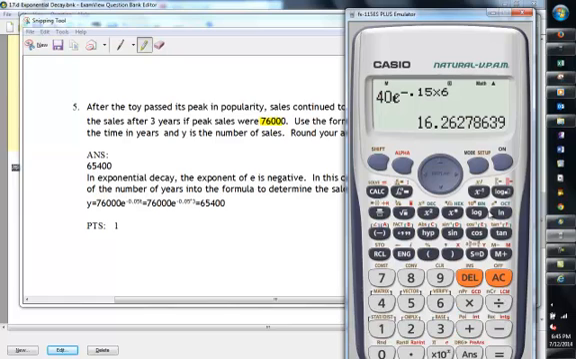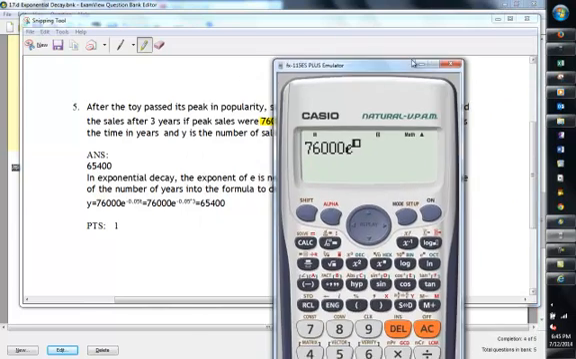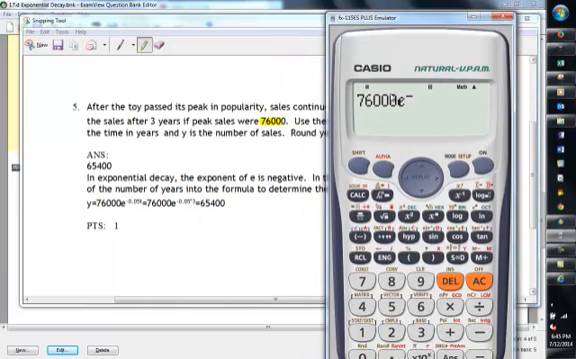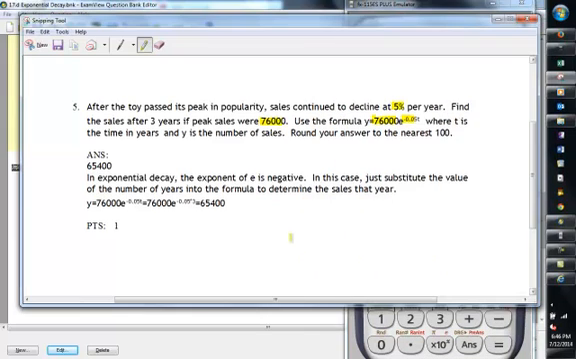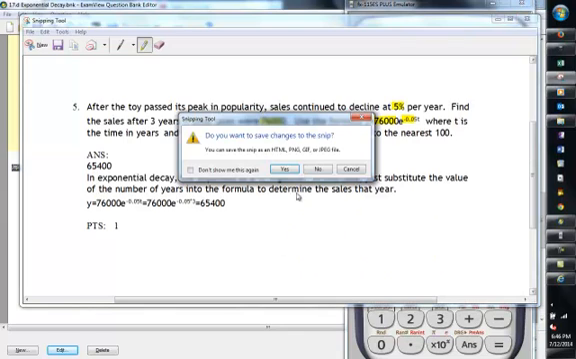So it'd be 76,000 e to the, and it declines 5%, so negative 0.05 times 3, and we get, we want it rounded to the nearest hundred, 65,400.